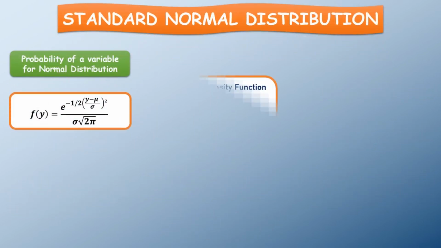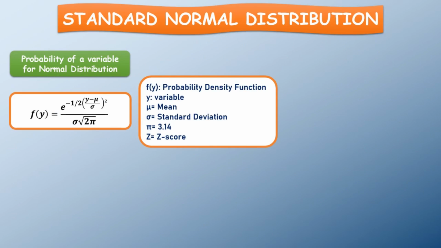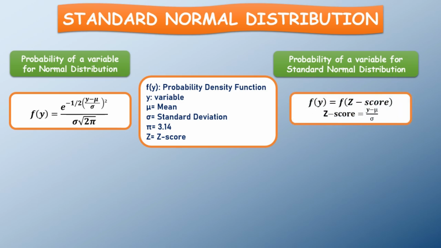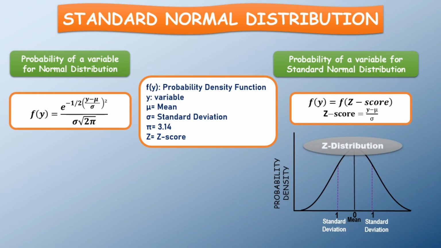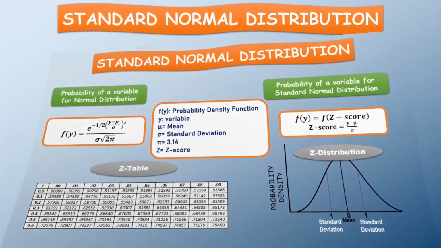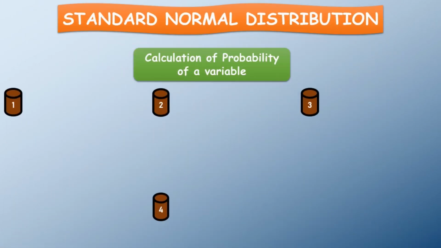Now, the following is the formula for calculating the probability of a variable in case of normal distribution. But for easier calculation, we always choose standard normal distribution instead of normal distribution. Here, the probability of the z-score is calculated after converting the variable y into a z-score. Standard normal distribution is also termed the z-distribution, and a table which gives the probability of the z-score is called a z-table. Now, calculation of probability in case of standard normal distribution can be boiled down to a few steps.